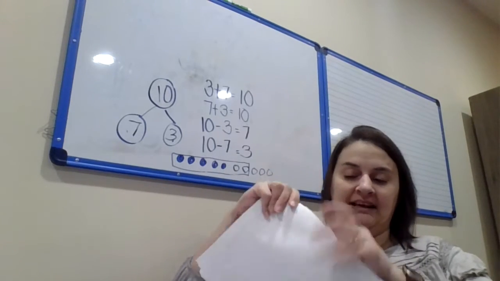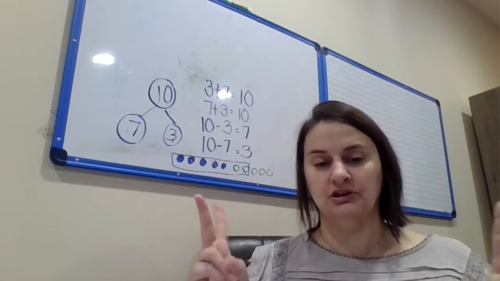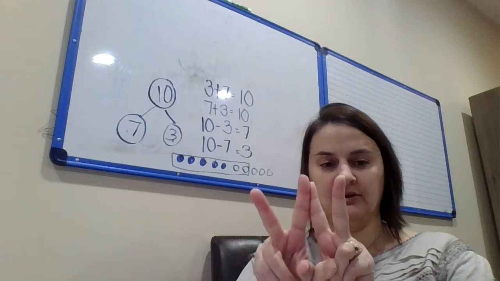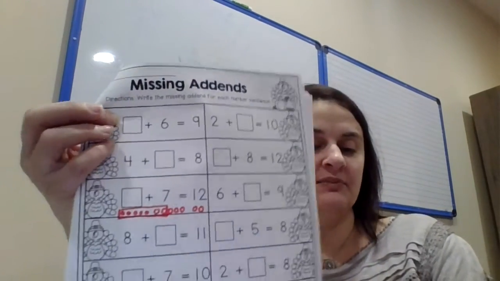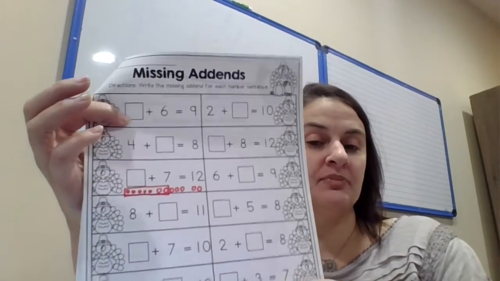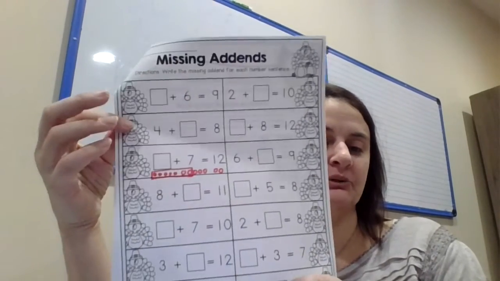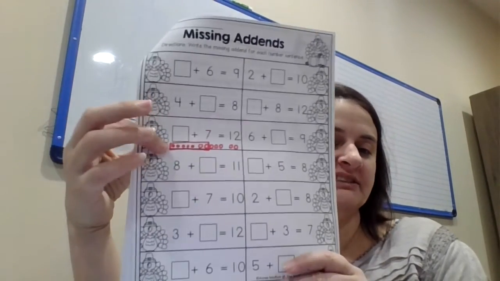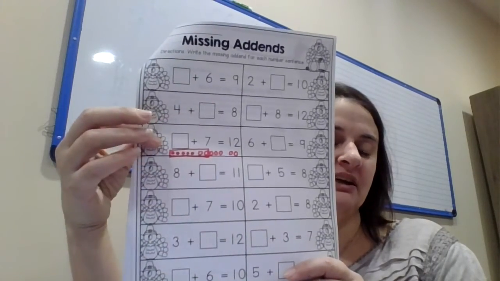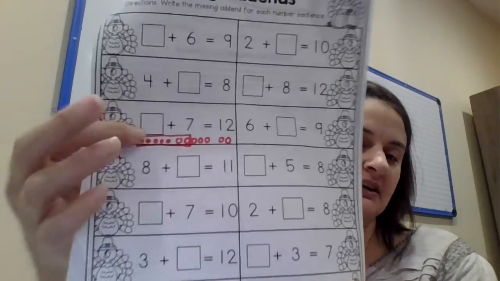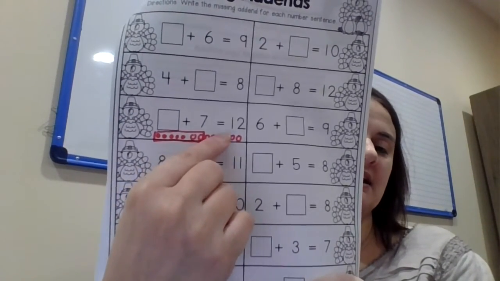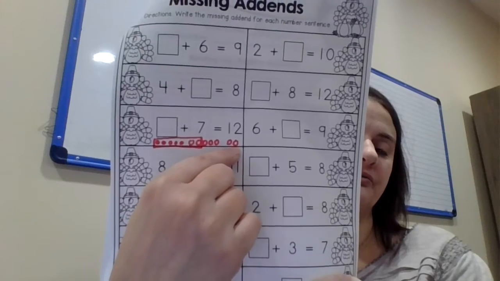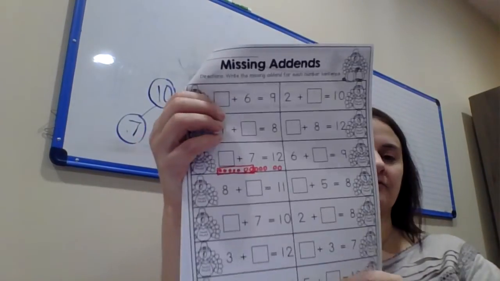Missing addends. Addends are the two numbers you add together. So these are all mystery numbers. Something plus 6 equals 9. Something plus 7 equals 12. So I made 5 groups with 7 in it, and then I counted on 8, 9, 10, 11, 12. And you can do the same thing for any of these.